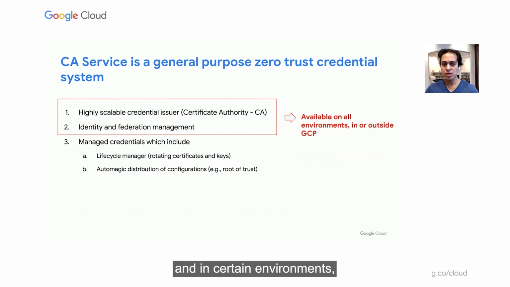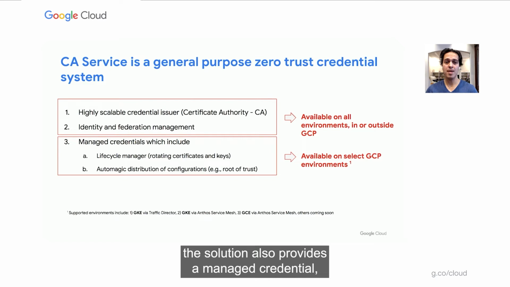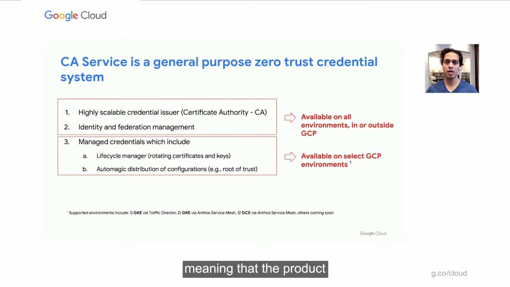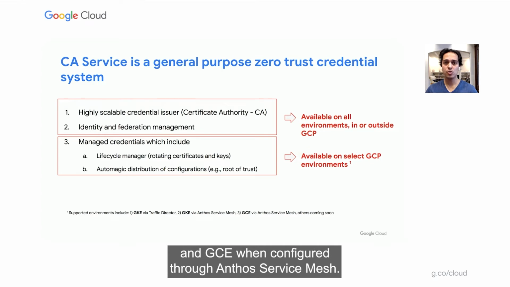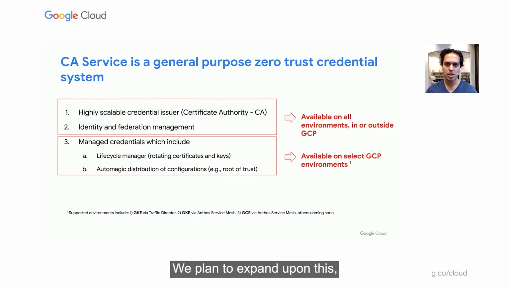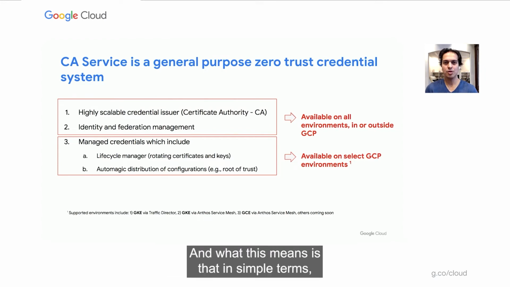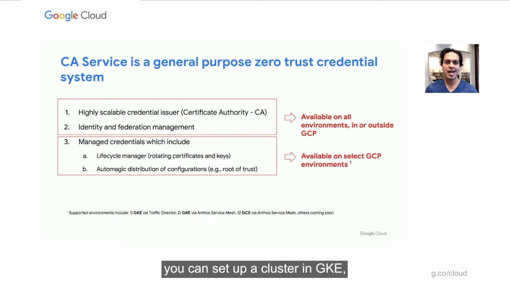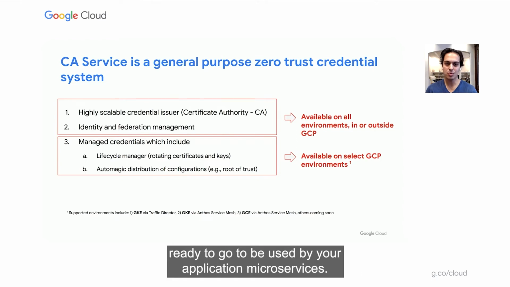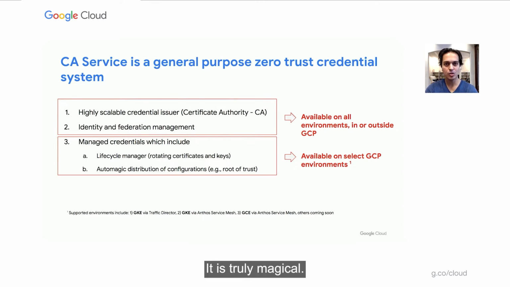And in certain environments, the solution also provides a managed credential, meaning that the product takes care of rotating the certificates and distributing the federation. These environments today include GKE when configured through Traffic Director or Anthos Service Mesh, and GCE when configured through Anthos Service Mesh. But we plan to expand this to pretty much all environments that GCP owns. In simple terms, you can set up a cluster in GKE and automatically every pod in the GKE will get a certificate from CA service ready to be used by your application microservices. It is truly magical.